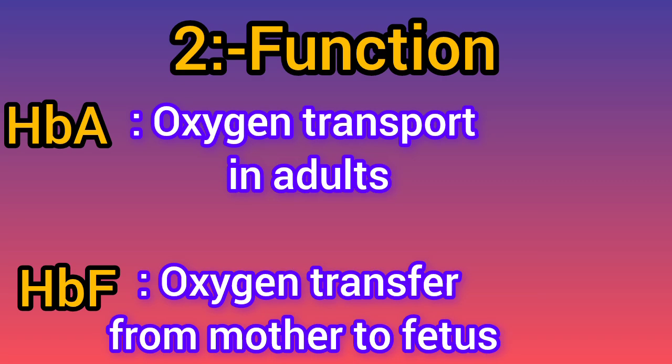Next difference is on the basis of function. The main function of adult hemoglobin is the transport of oxygen from the lungs to the various tissues in need, but the main function of fetal hemoglobin is the transfer of oxygen from the mother to the developing fetus through the placenta.